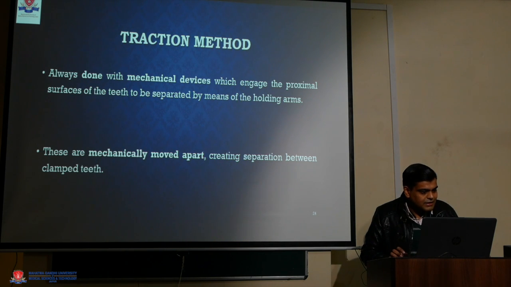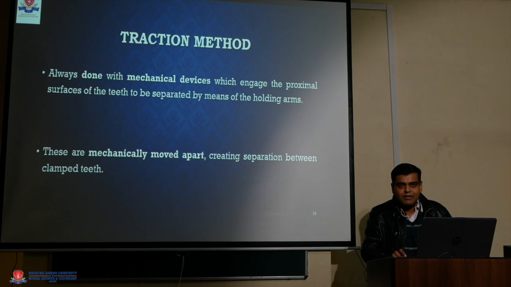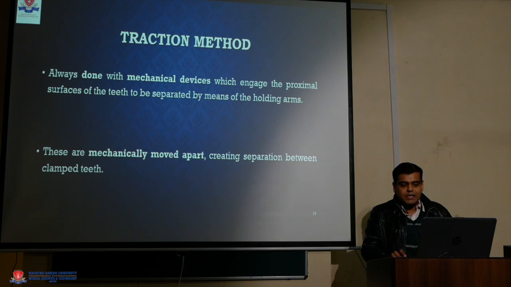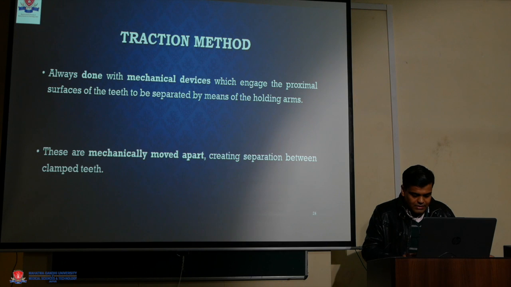The next method is the traction method. It is always done with a mechanical device like the Elliott separator, which engages the proximal surface of the tooth to be separated by means of a holding arm. These are mechanically moved apart, creating separation between the clamped teeth.